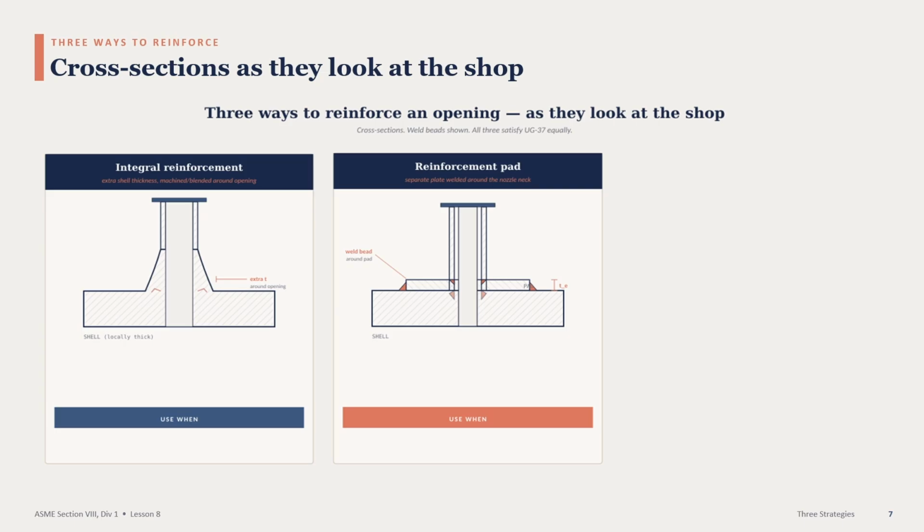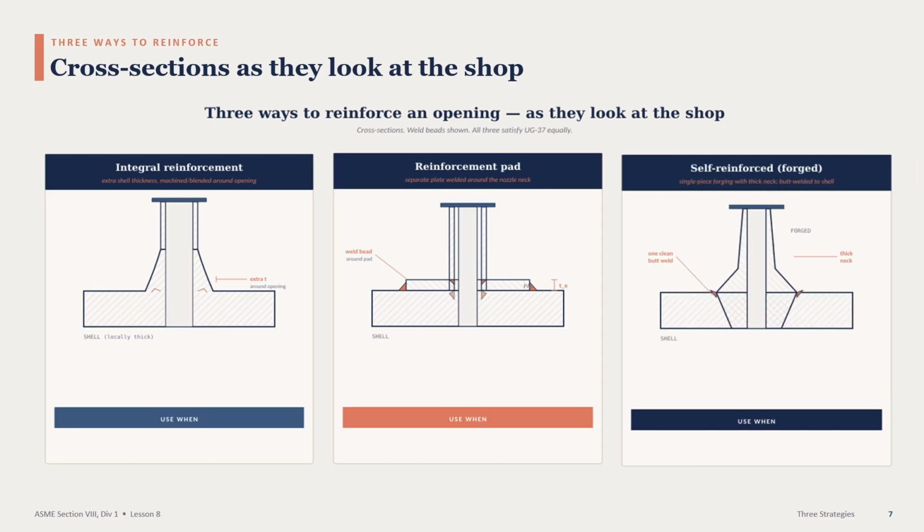Reinforcement pad. A separate ring of steel welded around the nozzle neck on the outside of the shell. See those weld beads? Fillet welds all the way around, pad to shell and nozzle to pad. This is the most common choice in most fabrication shops. Flexible, well understood, easy to inspect. If you underestimated the reinforcement requirement early in design, you can upsize the pad late without redesigning the vessel.